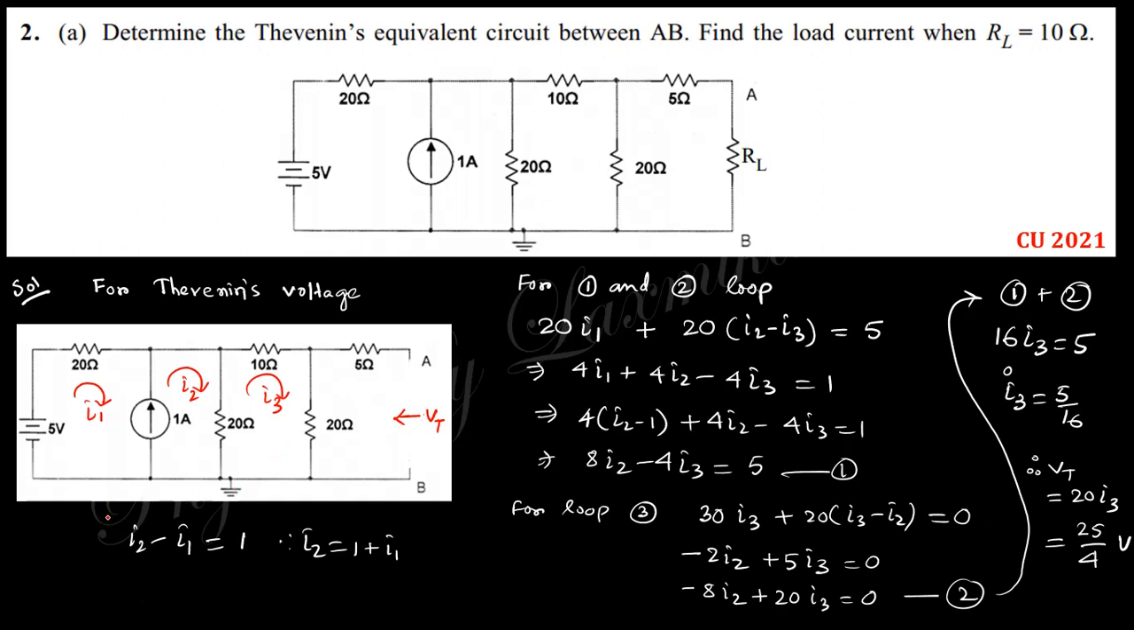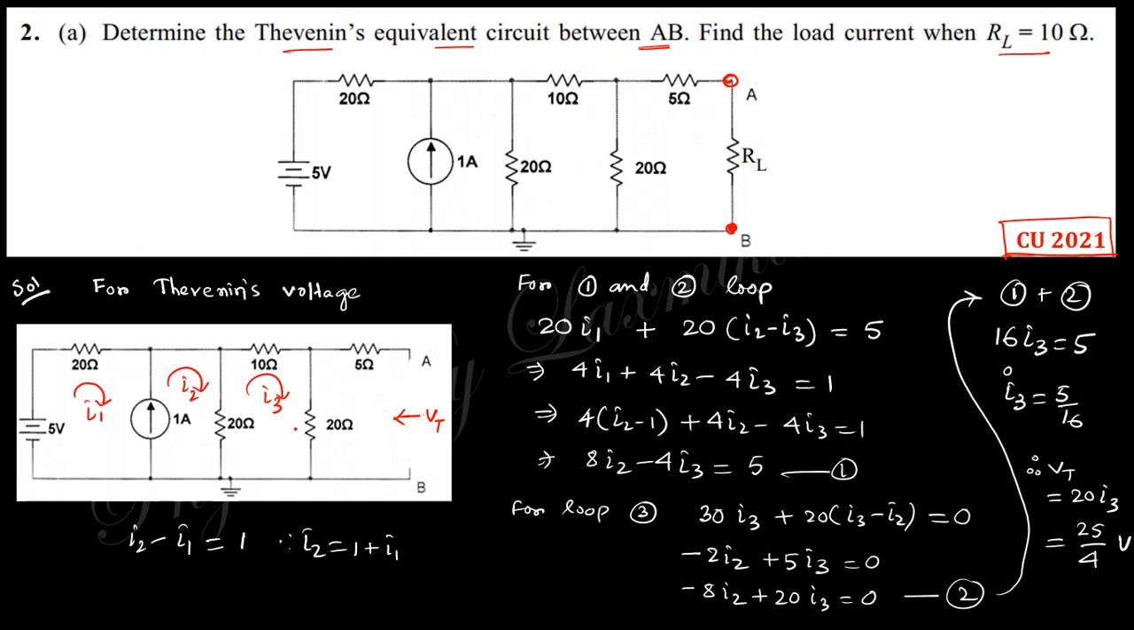Let's start with the first question, which was asked in University of Calcutta 2021. The question asks to determine the Thevenin's equivalent circuit between AB. So these are the points A and B. You need to find the Thevenin equivalent circuit across this AB, and then find the current for load resistance when it is 10 ohm. So first we need to find this Thevenin equivalent circuit.